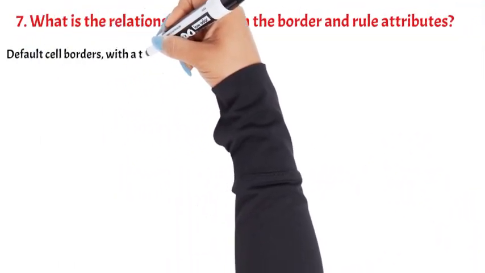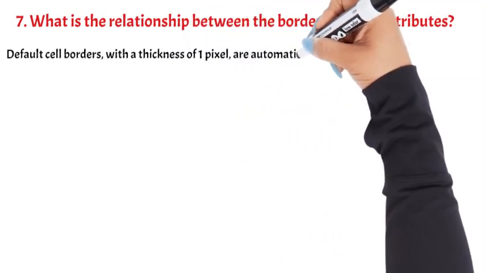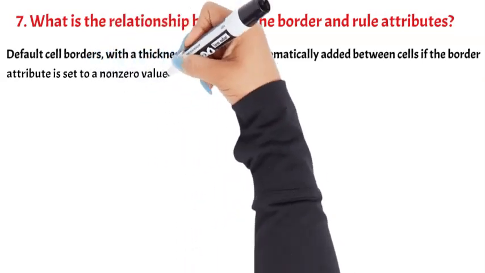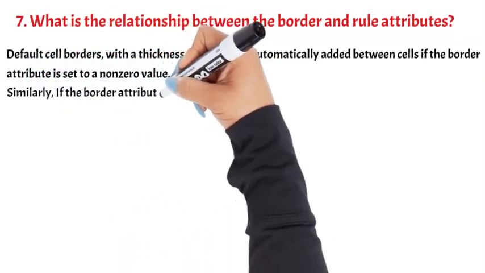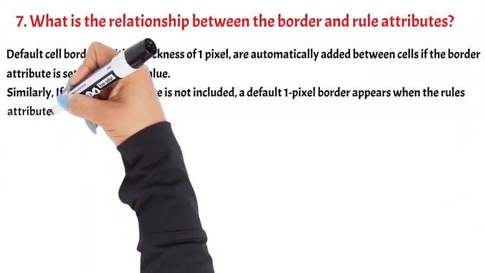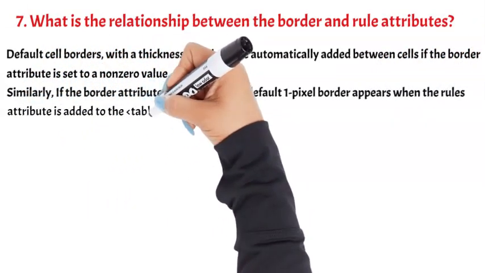7. What is the relationship between the border and rules attributes? Default cell borders, with a thickness of 1 pixel, are automatically added between cells if the border attribute is set to a non-zero value. Similarly, if the border attribute is not included, a default 1 pixel border appears when the rules attribute is added to the <table> tag.